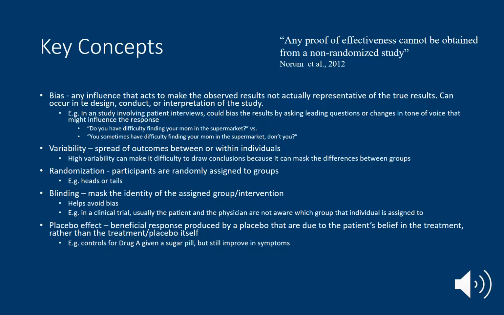Another important concept is bias. Bias is any influence that acts to make the observed results not actually representative of the true results. This can occur in many different aspects of the study. It can happen in the design, how the study is conducted, or in the interpretation of the results.